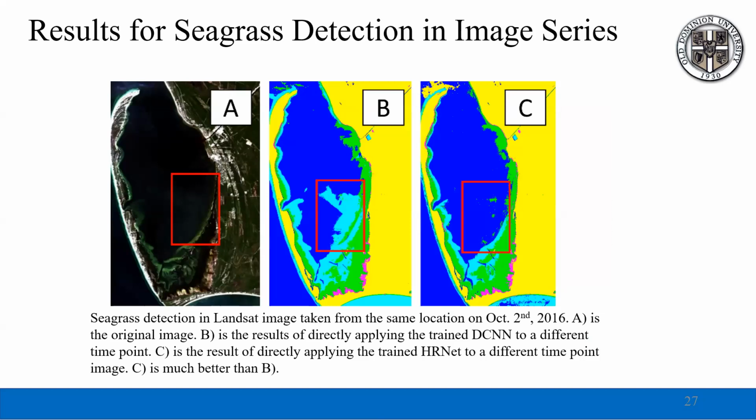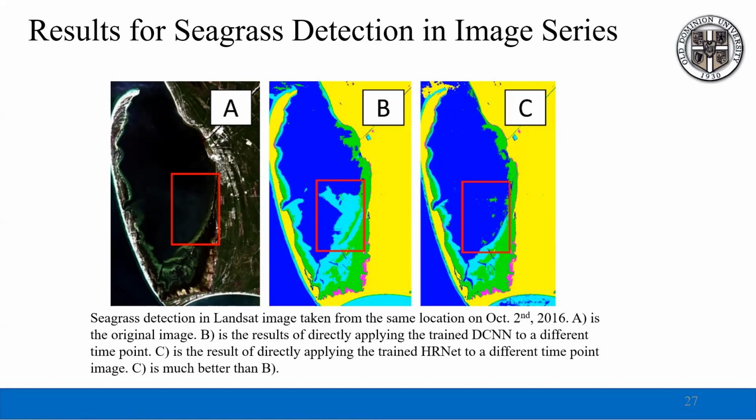Now, these are the results for seagrass detection in image series. So this image here, image A, is the original image collected at the same location, but on October 2nd, 2016, about 3 years after the first time point. Then B shows the result with using just DCNN to get a classification map. Then we used HRNet trained on the first time point and applied it to this different time point, and the result is C. An expert verified that the portion shown in this red box is deep sea. So C is more accurate in classifying this area than B.